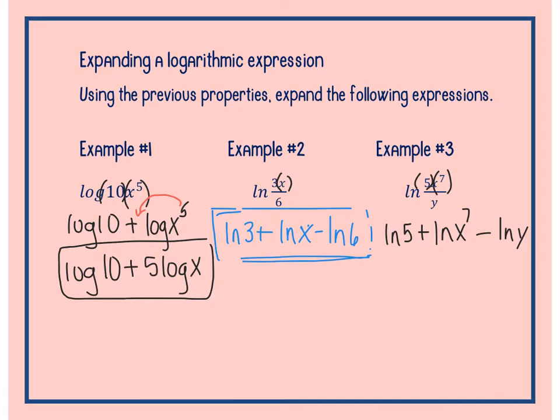Now, am I done? Well, I'm never going to have an exponent here. So I'm going to bring that in front of it because the power property says if I have an exponent, it can go in front of it. So this is going to be natural log of 5 plus 7 natural log of x minus the natural log of y.